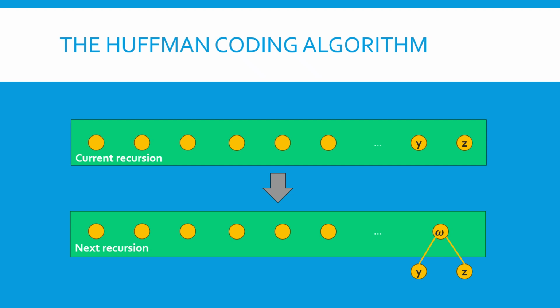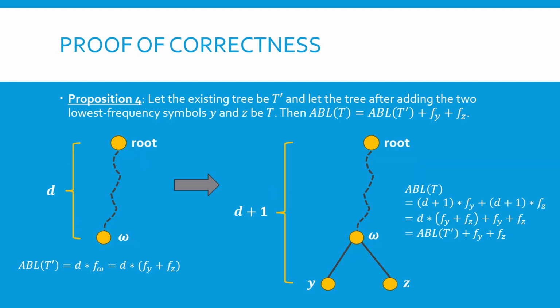Because characters with lower frequencies are merged earlier in the process, they ultimately appear at deeper leaf nodes in the final binary tree. The recursion terminates when only a single tree remains in the forest. This tree is the binary tree that represents the optimal prefix coding scheme. We now prove that the Huffman coding algorithm minimizes the ABL.